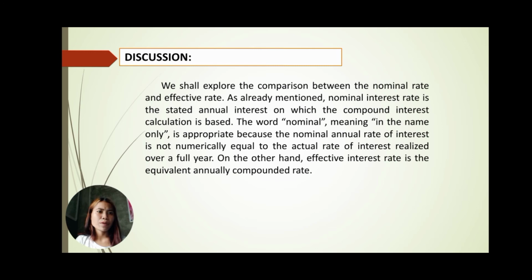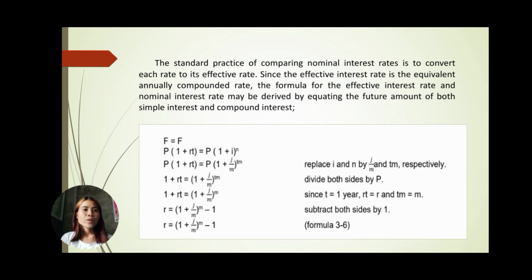So we shall explore the comparison between the nominal rate and effective rate. As already mentioned, nominal interest rate is the stated annual interest on which the compound interest calculation is based. The word nominal, meaning the name only, is appropriate because the nominal annual rate of interest is not numerically equal to the actual rate of interest realized over a full year. On the other hand, effective interest rate is the equivalent annually compounded rate. The standard practice of comparing nominal interest rates is to convert each rate to its effective rate.